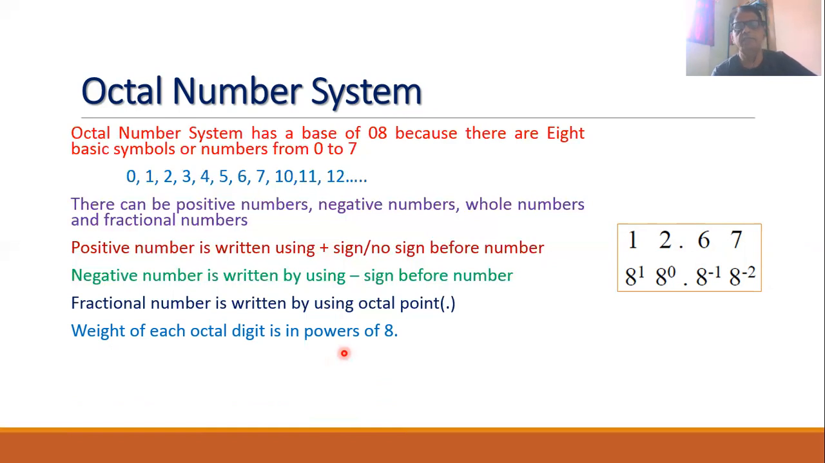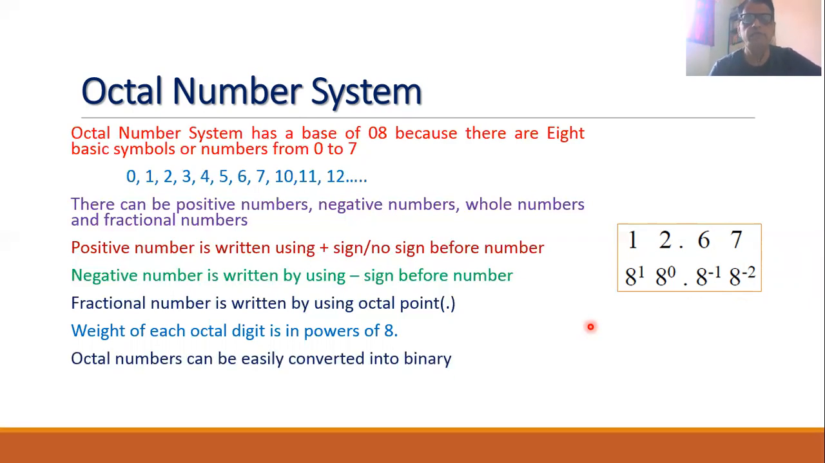weight, and this weight is in the powers of 8. Therefore this 2 will have a weight 8 to the power 0, and this one will have a weight 8 to the power 1. That is, the weight will go on increasing to the left hand side. And when we go to the right hand side, then you will find that this 6 will have a weight 8 to the power minus 1, and this 7 will have a weight 8 to the power minus 2. That is, the weight will go on decreasing to the right hand side.